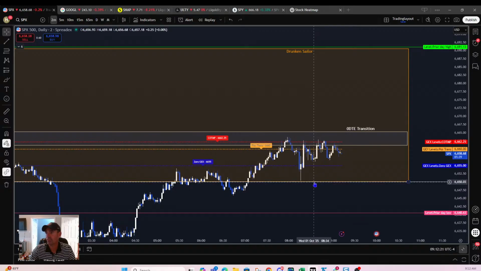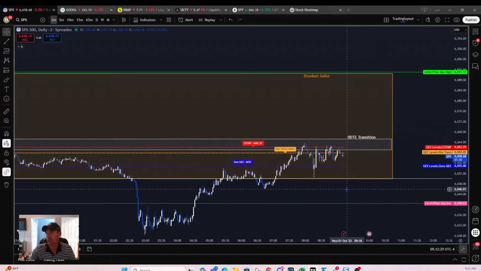So we'll continue to monitor this pre-market here. And you see where we bounced. We bounced at the bottom of the DS range at 6650. So again, that's going to be an important level to stay above as we head in today. So that's our if-thens for today.